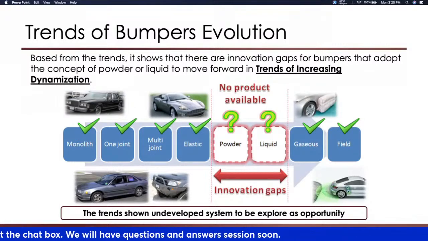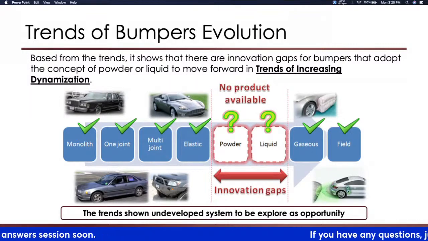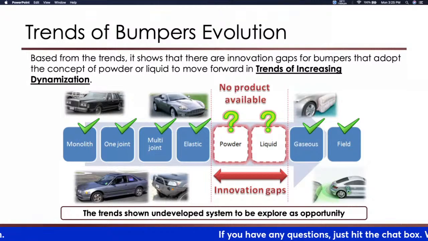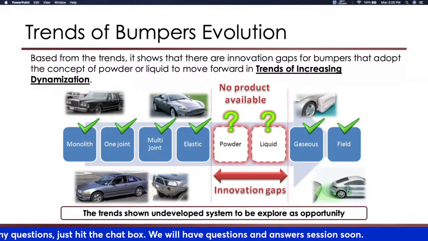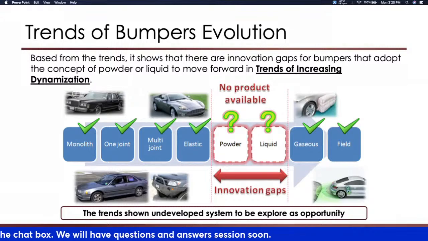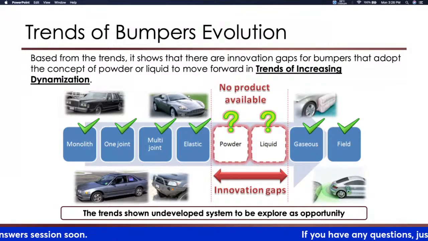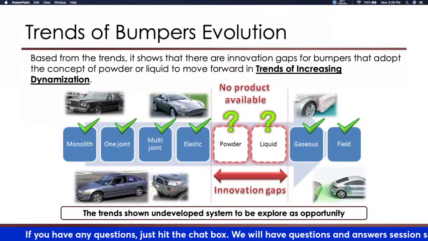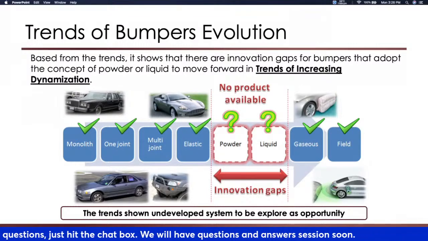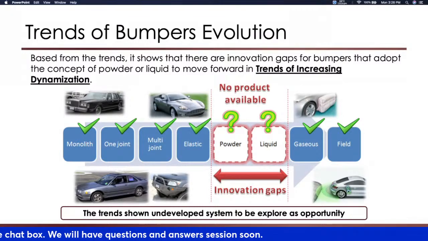In this slide, to show you, there is a monolith bumper of the car, one joint bumper, multi-joint bumper, elastic bumper, gas type bumper, fuel type bumper. But there is no type of bumper under the powder concept and liquid concept. This kind of foresight is interesting for us to explore, and when we explore this kind of thing, we are able to find opportunity.